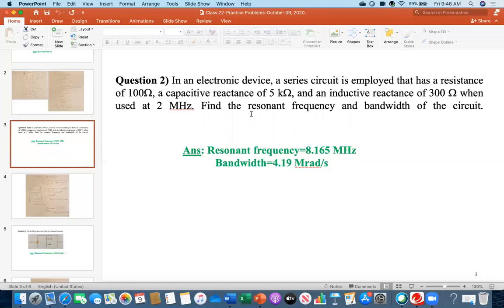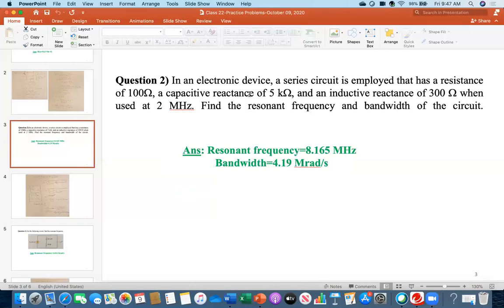Look at the statement. The resistance value is 100 ohm, that is fine, that is the R value. But the capacitance value is not given in terms of farad or microfarad. It is given in terms of reactance. So everybody listen to me. Capacitive reactance means this is XC. What is XC? XC is 1 over omega C, 1 over 2 pi FC, right? The frequency F is 2 megahertz, and the XC value is 5 kilo ohm. From there, you will get C.